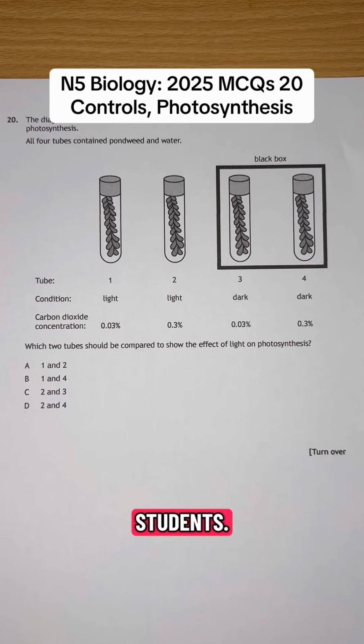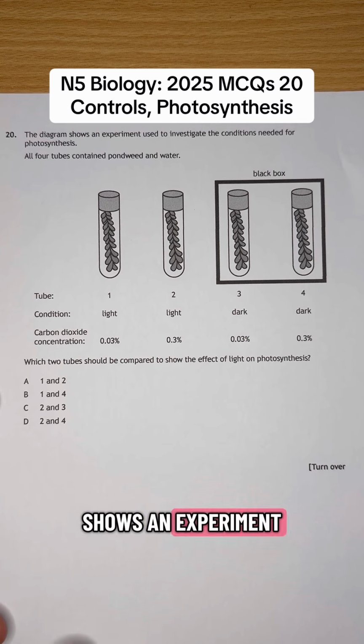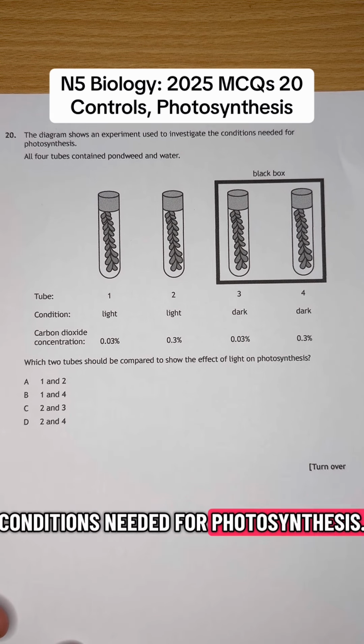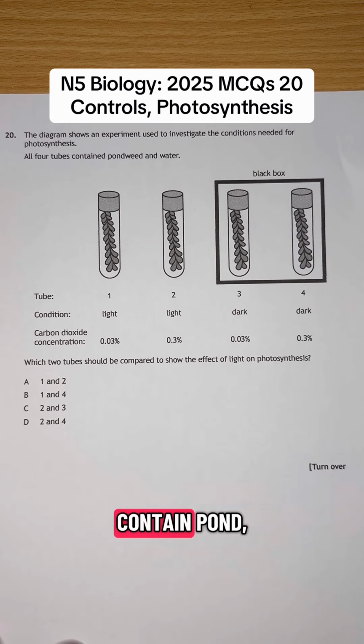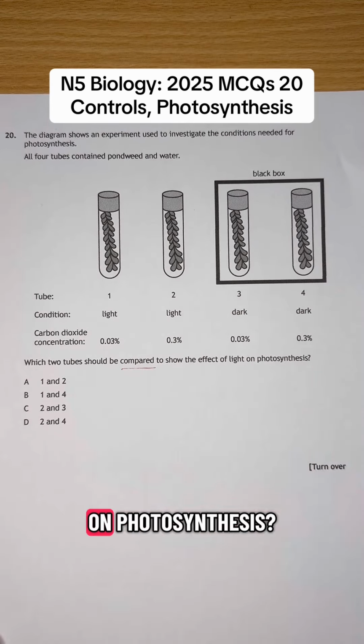National 5 biology students, let's do this past paper question together. This one says the diagram shows an experiment to investigate the conditions needed for photosynthesis. All 4 tubes contain pondweed and water. Which 2 tubes should be compared to show the effect of light on photosynthesis?